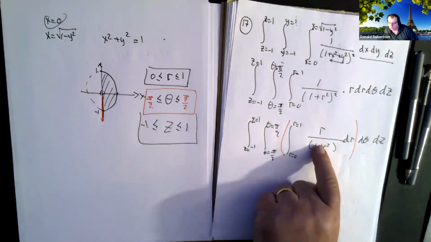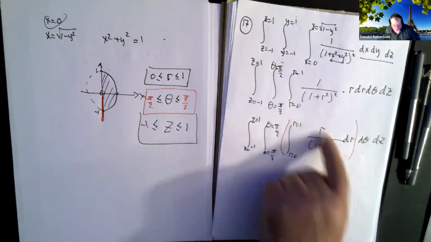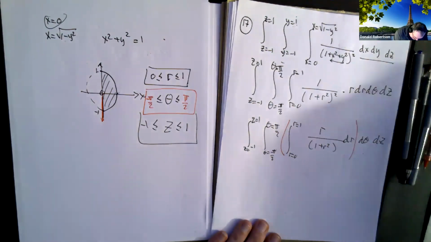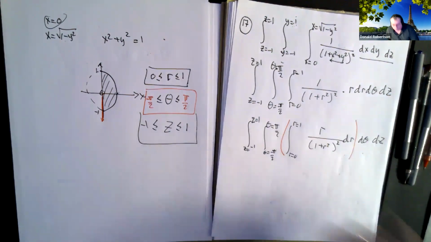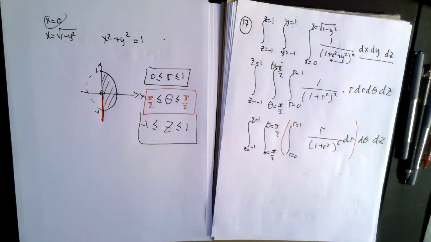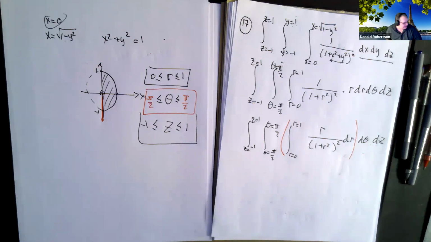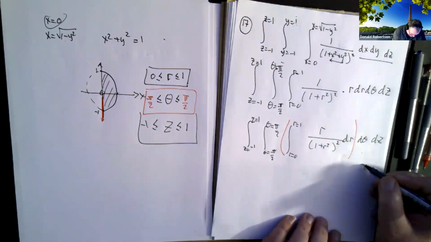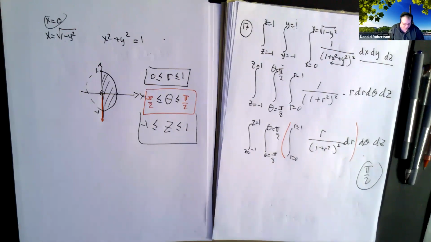Can you tell me what process you use to integrate an R over 1 plus R squared squared? What process do you do for that one? U sub. And the U sub will be 1 plus R squared, and off you go and do your thing. And if you get it right, the answer will be pi/2.